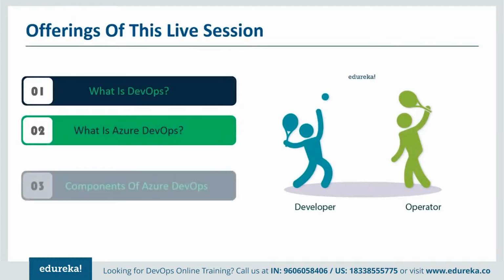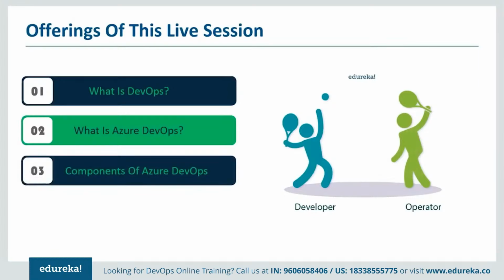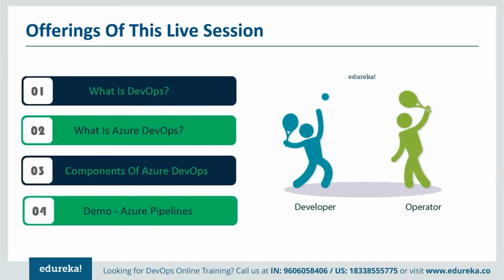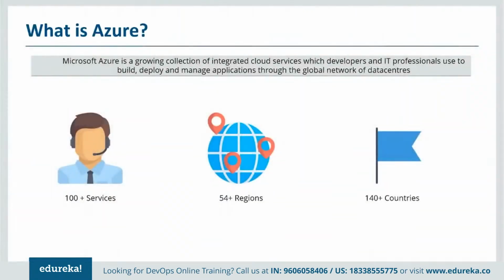And next, we'll learn about the different components of Azure DevOps. For example, boards, how do you create your tasks, how do you keep up your source control, and how do you do deployment? All these things we are going to cover as part of the components of Azure DevOps. Next thing that we are going to cover is a demo on Azure Pipelines. So we have got a lot of things to cover in today's session. Before we begin, as I said earlier, we'll learn about what is Azure. Then we'll learn about what is DevOps. Let's take up the first point.